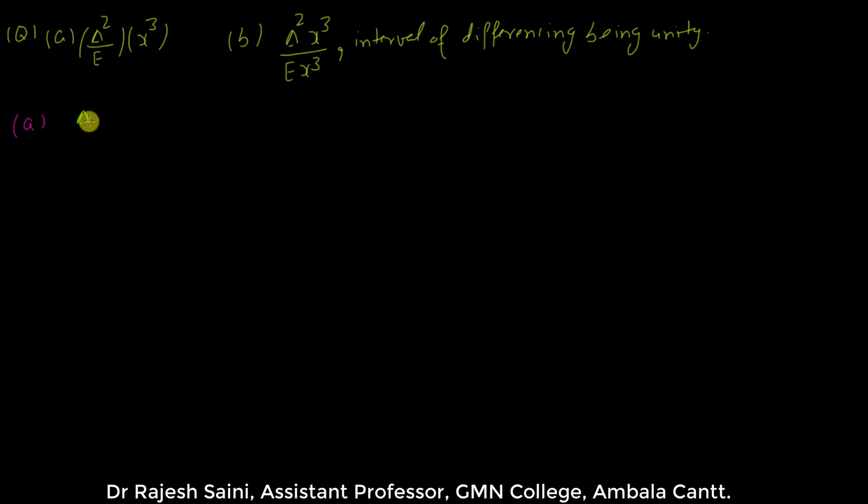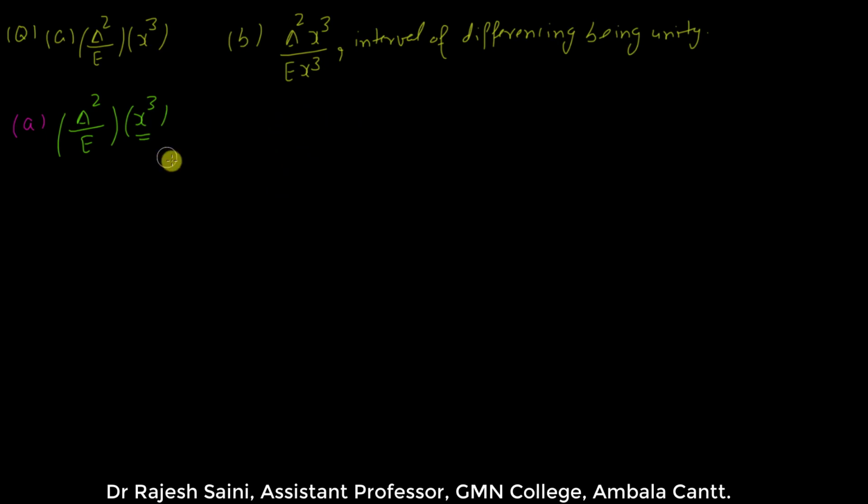that is delta square by E. So let us try to understand here. These two operators are operating upon the operand x cube. This operand is not distributive upon this operator, like it will be written as delta square x cube by E x cube. So this is not possible. So I'm removing it.